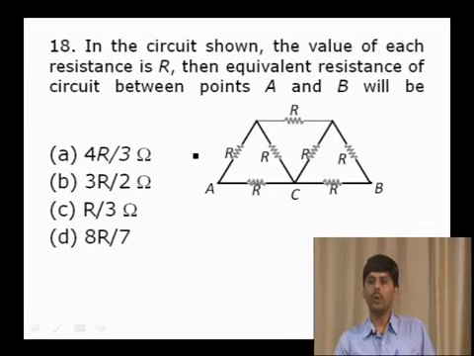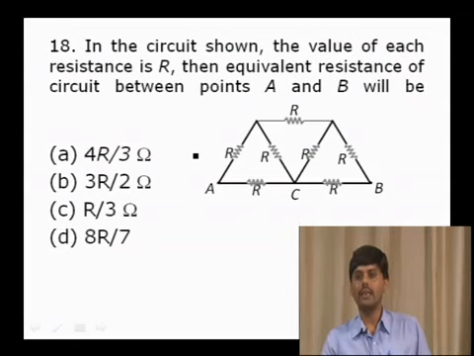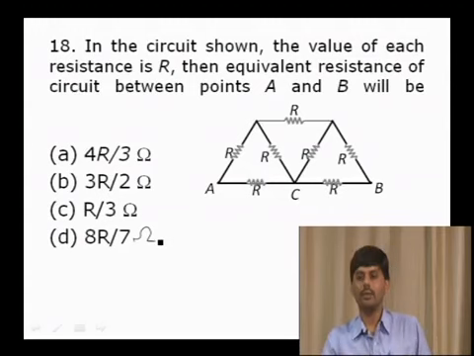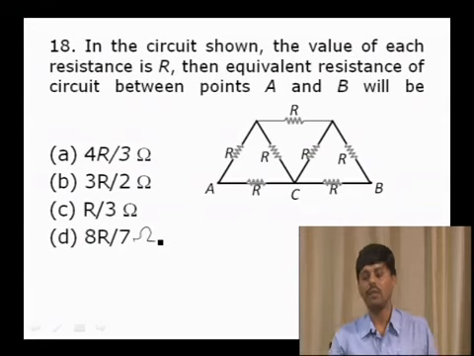In the circuit shown, the value of each resistor is R. They were not providing the value of the resistor, they were given R. Then the equivalent resistance in the circuit between the points A and B will be: option A 4R by 3 ohm, option B 3R by 2 ohm, option C R by 3 ohm, option D 8R by 7 ohm. Here the unit is missing. This problem is very simple. There are 3 different ways to solve this problem.